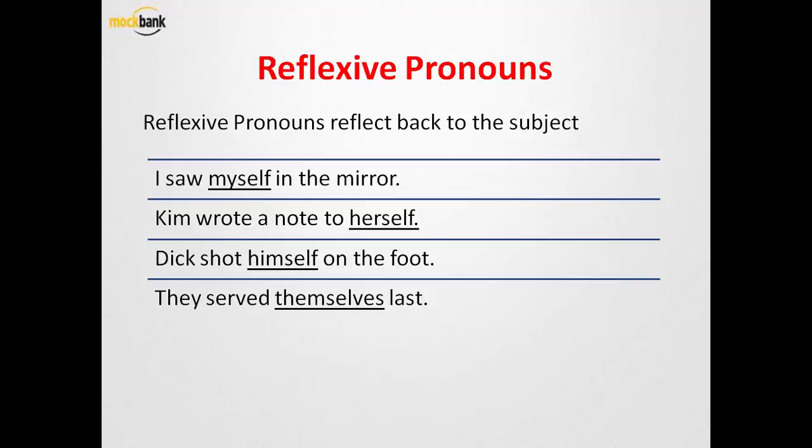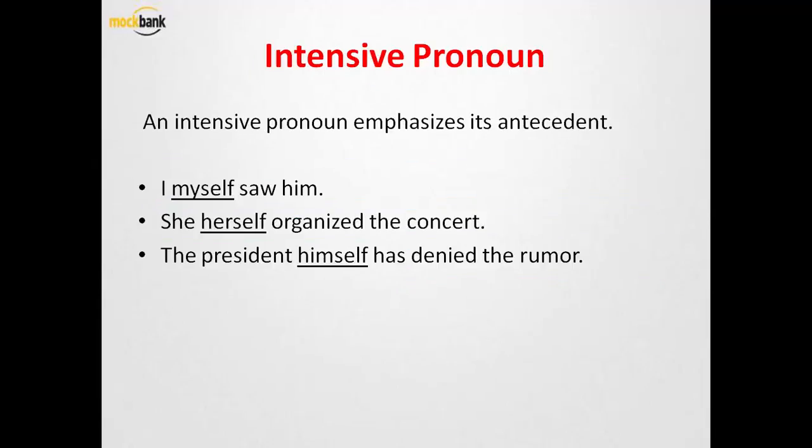Dick shot himself on the foot. Himself is referring back to Dick. They served themselves last. Themselves is referring back to they. So himself and themselves in the 3rd sentence and the 4th sentence are reflexive pronouns.